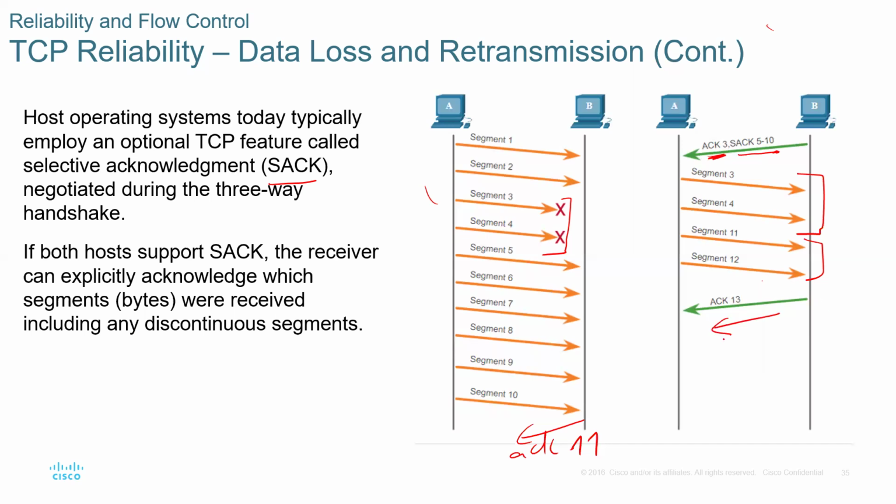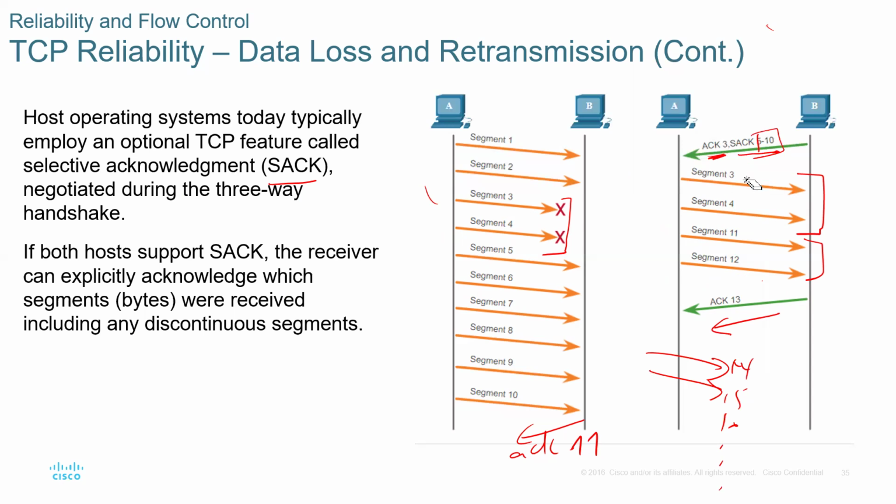Then acknowledgement 13 is sent if there is more information, 14 and 15, and so on. In summary, when we talk of data loss and retransmission, TCP makes use of acknowledgements and, to be more effective, selective acknowledgements. So the acknowledgement tells which segments of information I have received so far. If my acknowledgement says 3, it means I have received probably 1 and 2. If it says acknowledgement 3, selective acknowledgement 5, 10, it means I've received 1 and 2. I've also received 5 and 10.